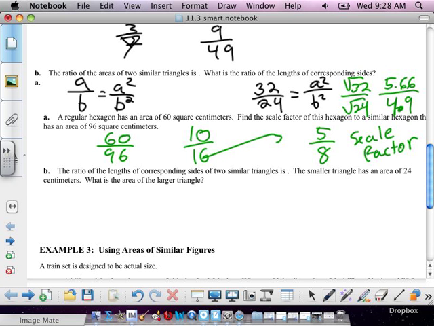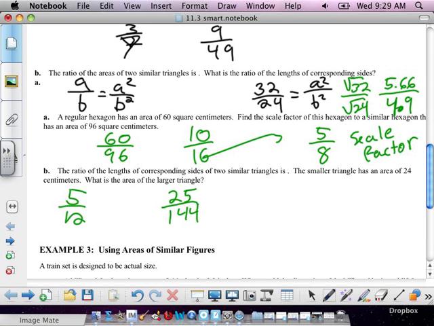Okay, the ratio of the length of a corresponding side of two similar triangles is 5/12. The smaller triangle has an area of 24. What is the area of the larger one? So 5/12 is the ratio of the lengths. What's the ratio of the areas then? Isn't it 5? Oh, yeah, 5/12. So if that's the ratio of the lengths, what's the ratio of the area? 25 over 144. Okay, because that's the ratio.